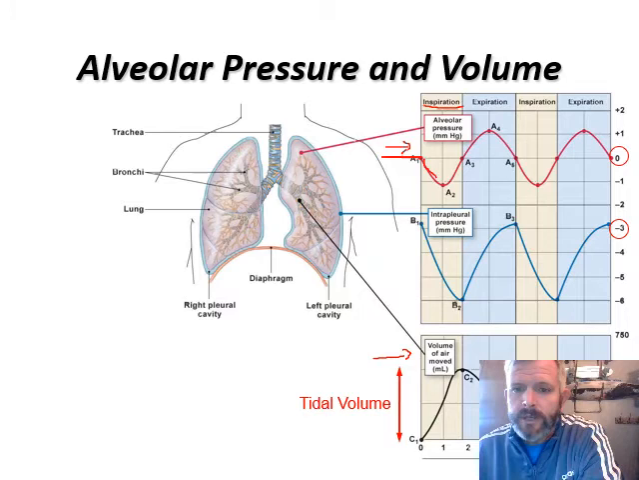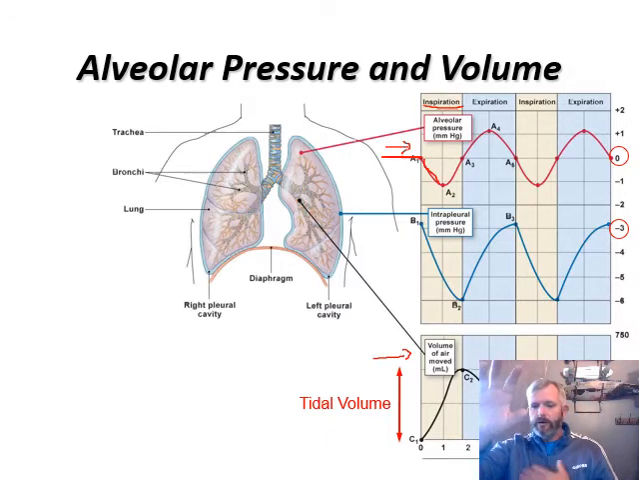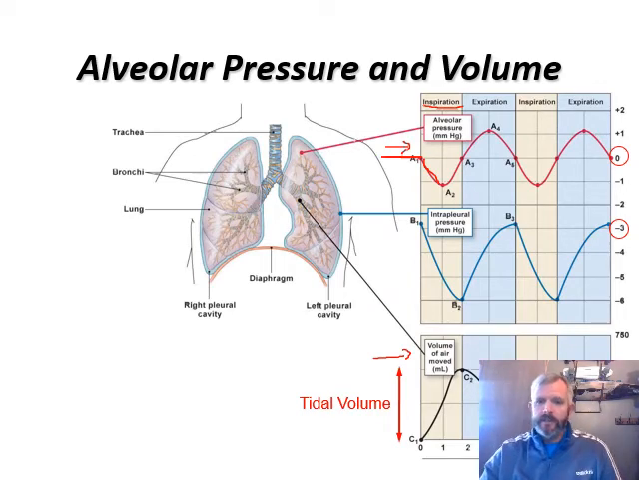Our alveolar pressure decreases. And what happens when our alveolar pressure decreases? Where does air go? We're below atmosphere. So now the pressure out here in the environment is higher than in our lungs. Our lungs are lower than the atmospheric pressure, and air is going to move in. And you can see that taking place here.